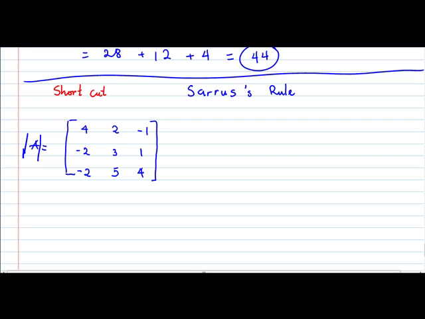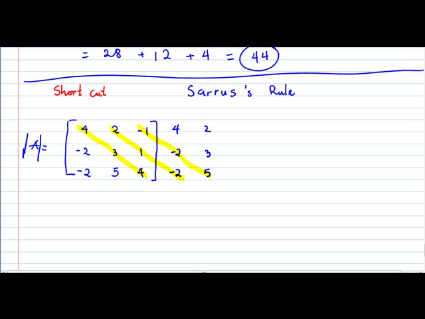The first thing, we have to write the first 2 columns of matrix A. So the first 2 columns of matrix A will be 4, -2, -2, 2, 3, 5. Then we have to write the first 2 columns of A to the right of A, so that's 2 columns here. Then we're going to multiply the entries along 6 diagonals. Here is the first diagonal.